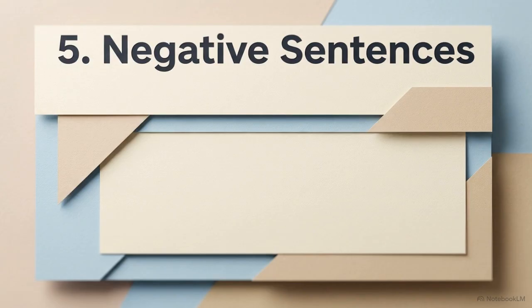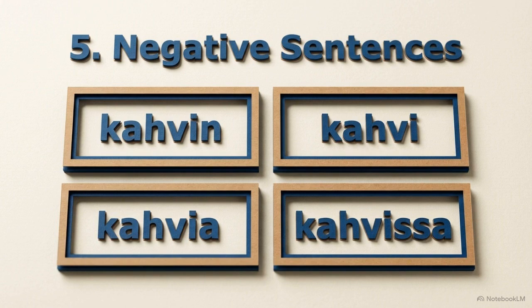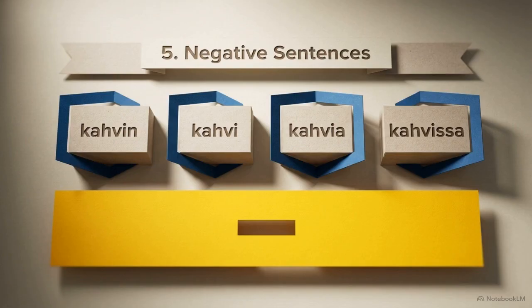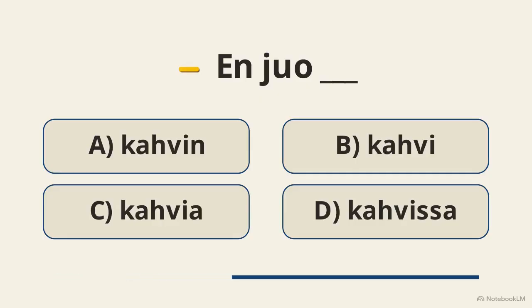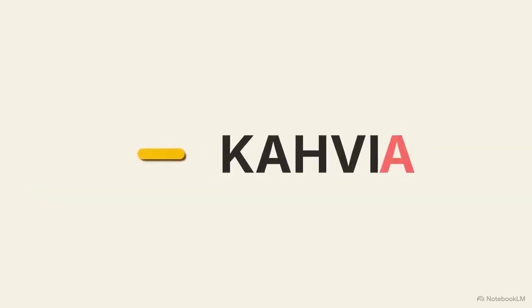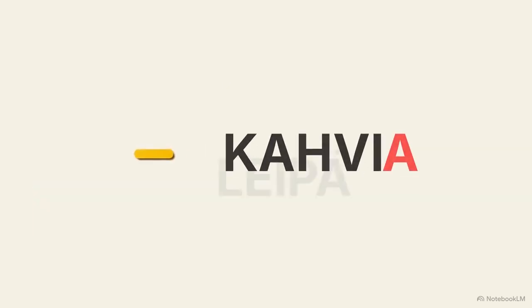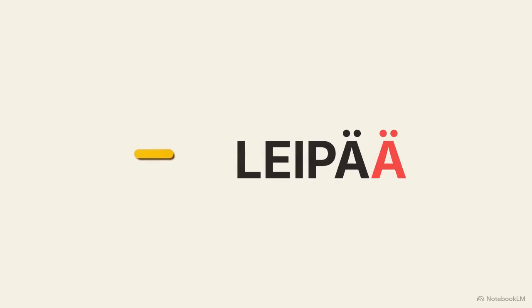Question 5. You do not drink coffee. To say, I don't drink coffee, which option is correct? Review these 4 statements. Which correctly applies the rule to the object? Keep in mind the rule for negative sentences. 5 seconds. The answer is option C, en juo kahvia. In a negative sentence, the object must take the a or ä hook, regardless of the quantity.